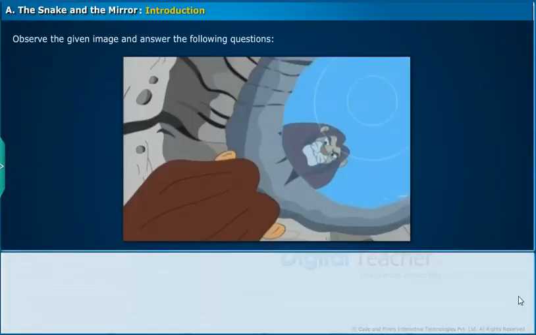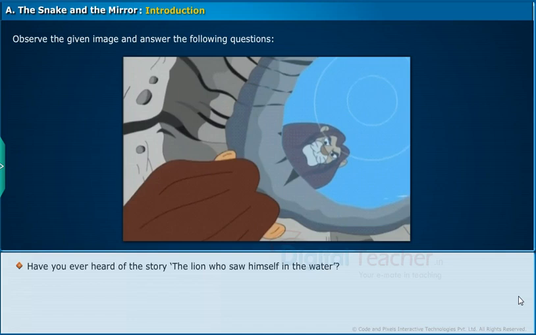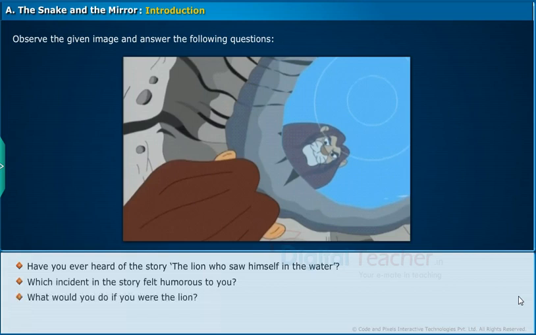Let us start the section with a few questions. Observe the given image and answer the following questions. Have you ever heard of the story, The Lion Who Saw Himself in the Water? Which incident in the story felt humorous to you? What would you do if you were the lion?